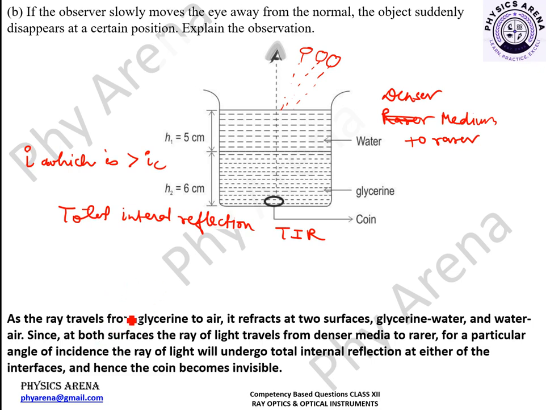So what we can write is, as the ray travels from glycerine to air, it refracts at two surfaces, one at glycerine water and other at water air. Since at both the surfaces the ray is moving from denser medium to rarer medium, for a particular angle of incidence, the ray of light will undergo TIR. And hence the coin becomes invisible. So this is the required answer for part B.